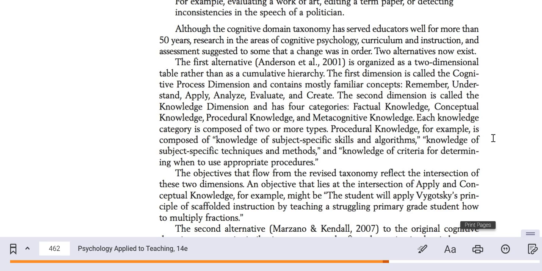Procedural knowledge, for example, is composed of knowledge of subject-specific skills and algorithms, knowledge of subject-specific techniques and methods, and knowledge of criteria for determining when to use appropriate procedures. The objectives that flow from the revised taxonomy reflect the intersection of these two dimensions. An objective that lies at the intersection of apply and conceptual knowledge, for example, might be the student will set Vygotsky's principle of scaffolded instruction by teaching a struggling primary grade student how to multiply fractions.